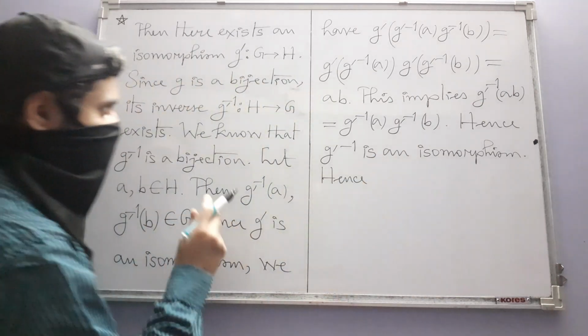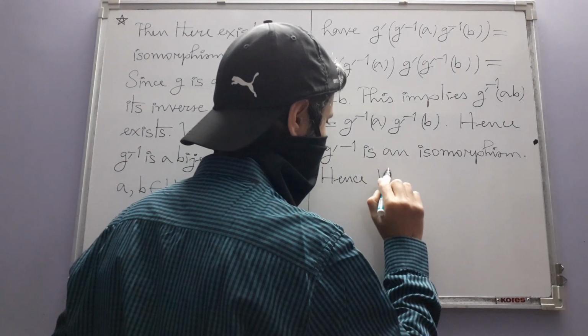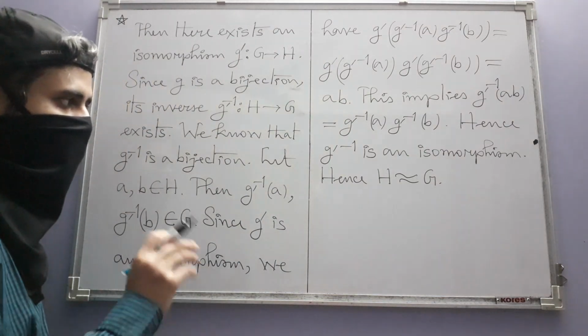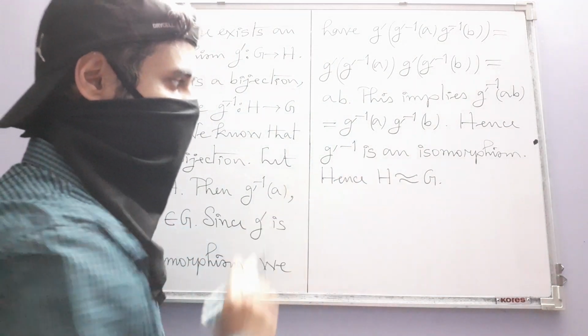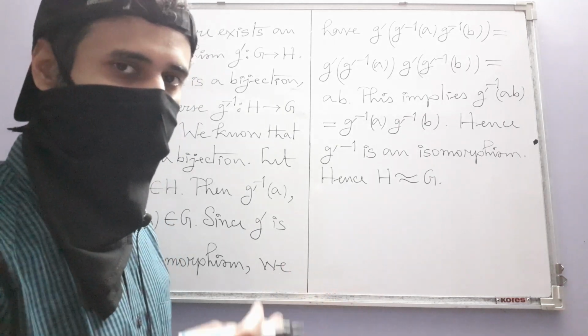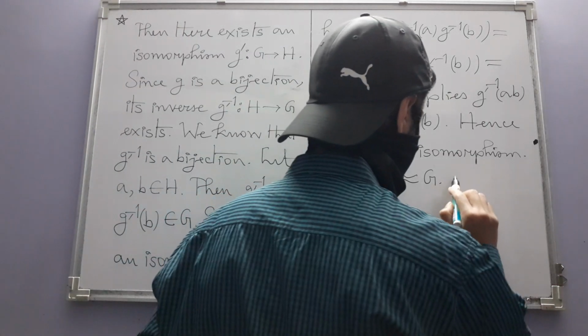Hence, G prime inverse is a function from H onto G, so H is isomorphic to G. We have thus proved that this relation of two groups being isomorphic is reflexive and symmetric. So now only we have transitivity to prove.